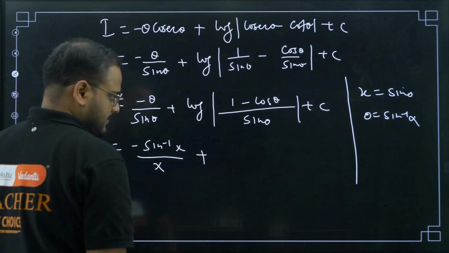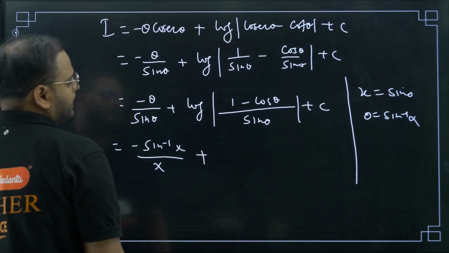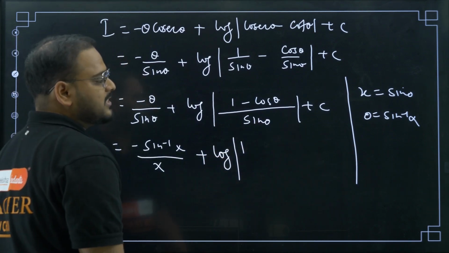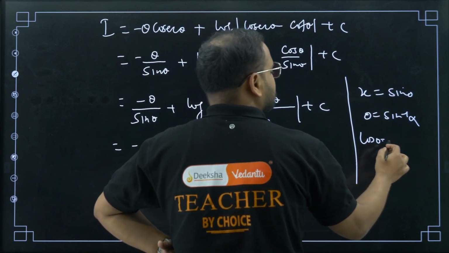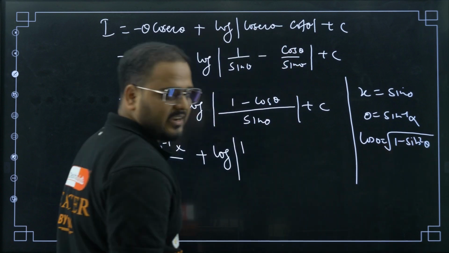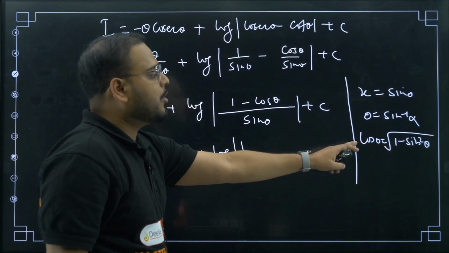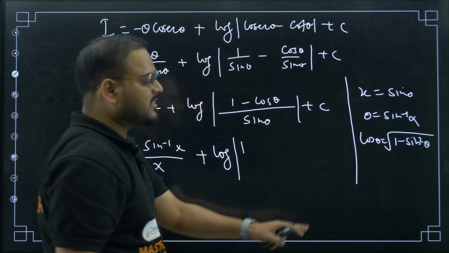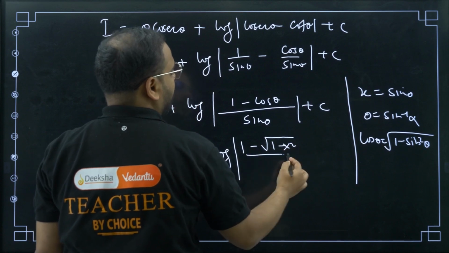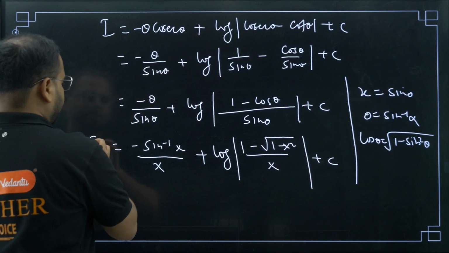Plus log of 1 minus cos theta upon sine theta. Cos theta is what? Cos theta is under root of 1 minus sine square theta, because cos square theta equals 1 minus sine square theta. So I'll get cos theta as the root of 1 minus sine square theta. What is sine theta? x. I write it as 1 minus root of 1 minus x square upon x. My final answer. This is my integration I.